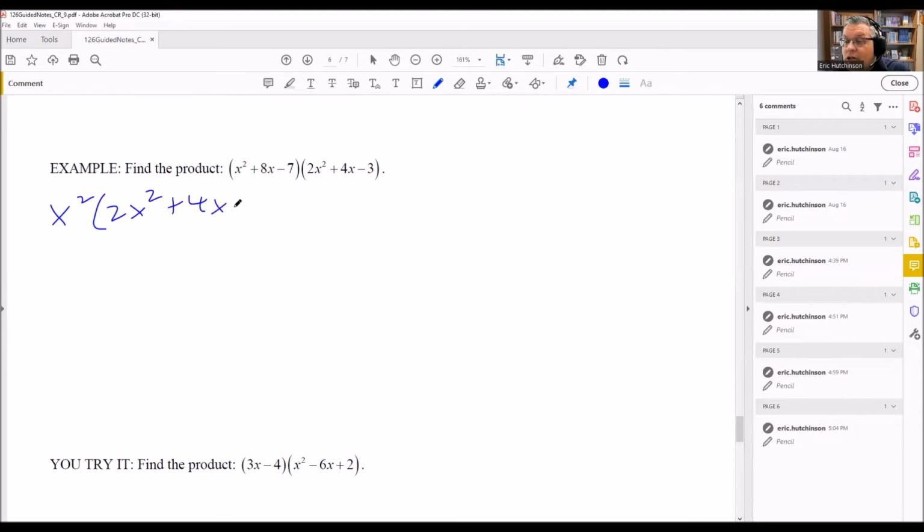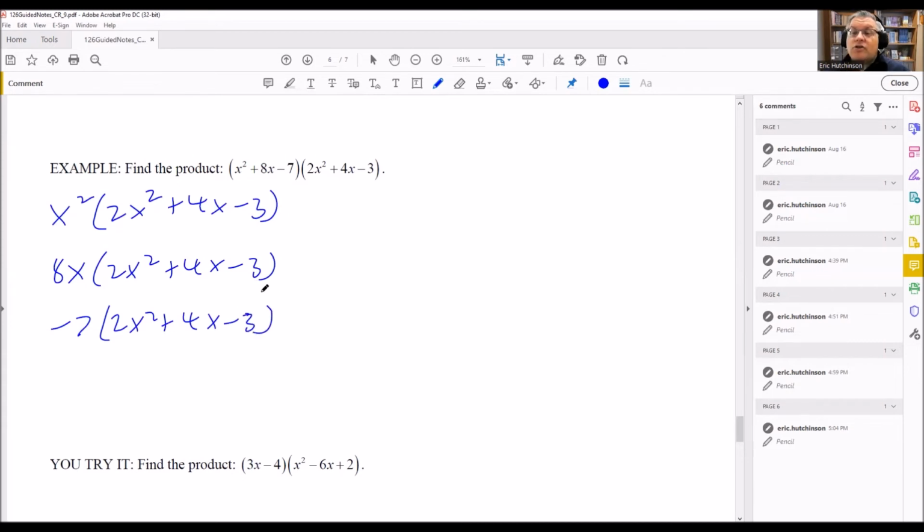So I'm doing this first, and I'm doing 8x times 2x squared plus 4x minus 3. And then I'm doing minus 7 times everything, 2x squared plus 4x minus 3. So you can think of it as doing that. We're just taking each thing inside here and multiplying them individually by what's inside the parentheses. Let's write all this out separately, then we'll add it all together and do the like terms.